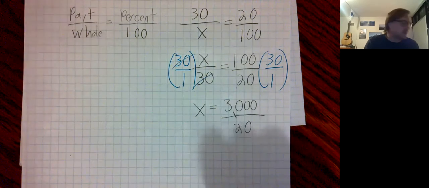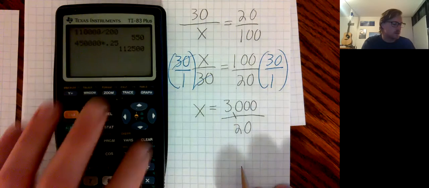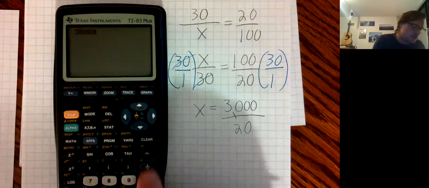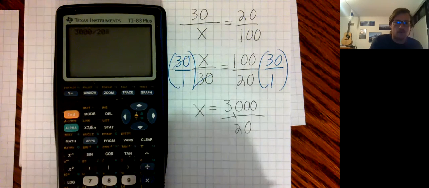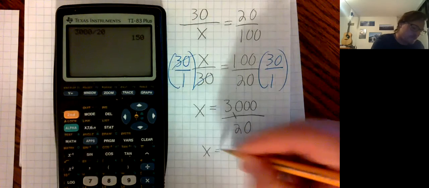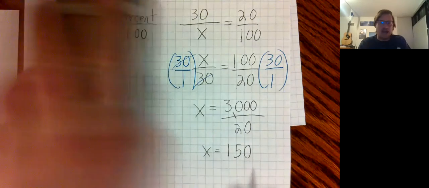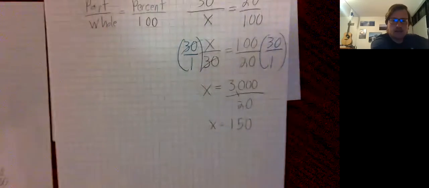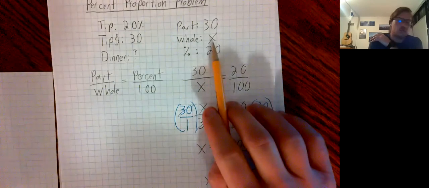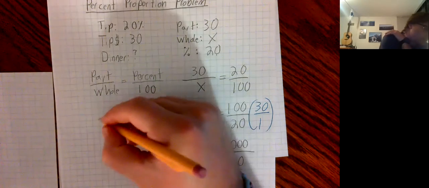So now I just need to do some computing. We can use our calculator for this. I'm going to do 3,000 divided by 20, and I'm going to get 150. And what was that X? Well, let's go back to our original setup. That X was the whole, or in this case, our dinner bill. So our dinner bill was $150.